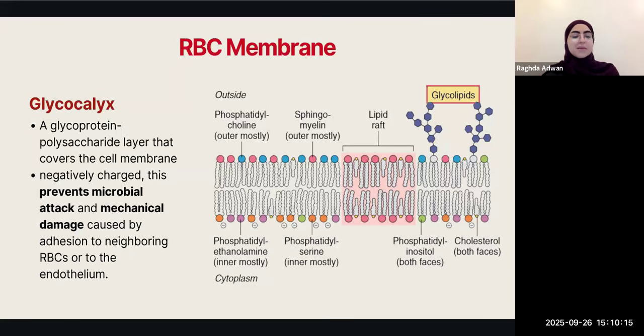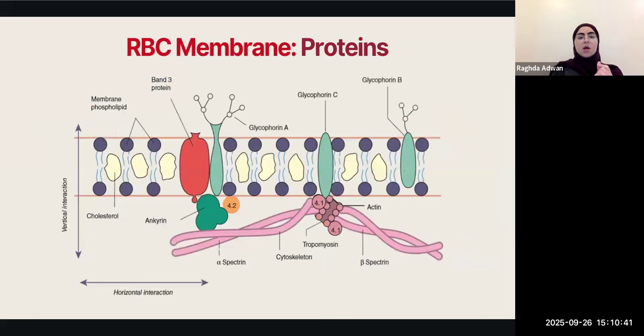Number two is that it prevents mechanical damage, because naturally, if red blood cells are negatively charged, they're going to slightly repel each other and they're not going to start to adhere or stick to each other, which we don't want. And so, because they're negatively charged, they repel each other, and this prevents mechanical damage between red blood cells themselves or the red blood cell and the endothelium of the blood vessel. So, the glycocalyx layer is important for these purposes.